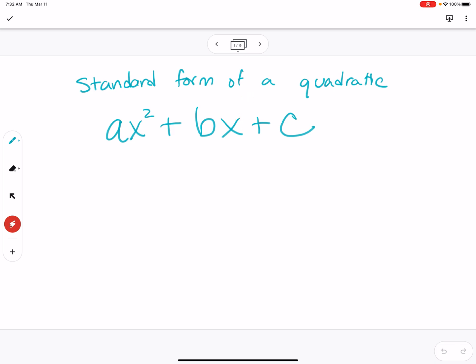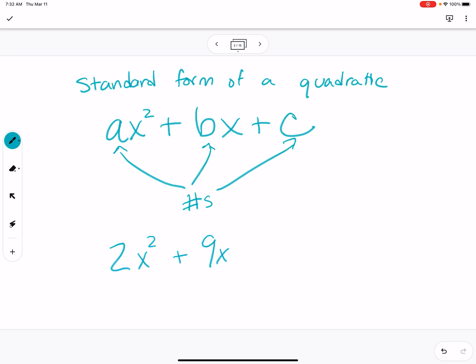That's awesome. Where you might be confused are these A, B, and C. These will actually all be numbers. Those will all be filled in with numbers. Those X's will stay put. So for example, you might have something that looks like this. In this case, 2 would be your A value, B would be 9, and negative 10 would be your C value.